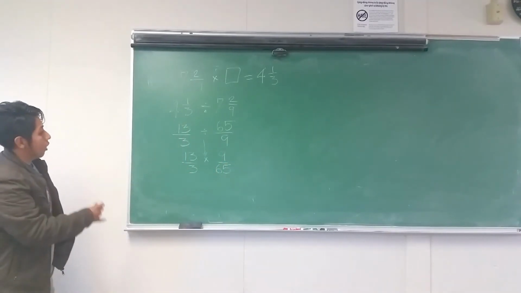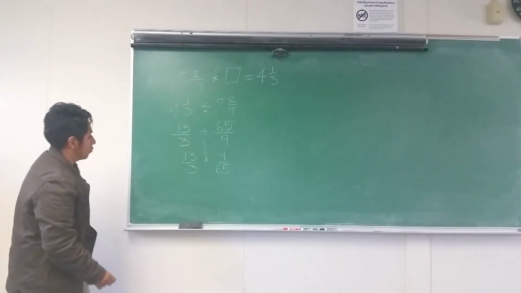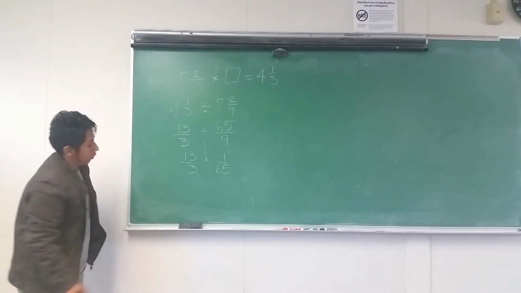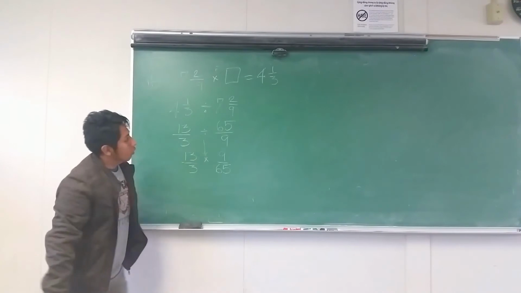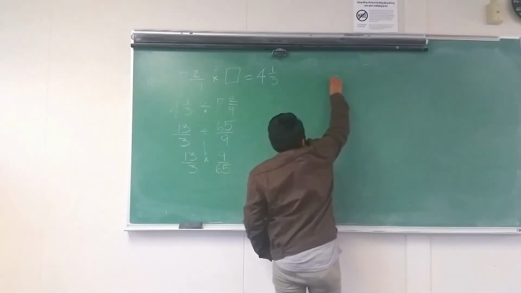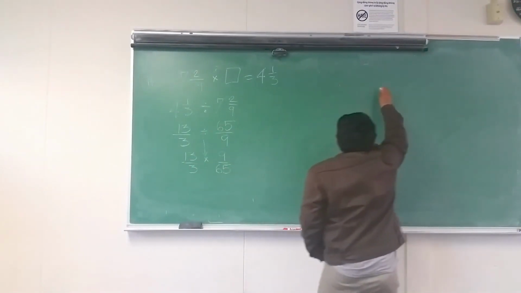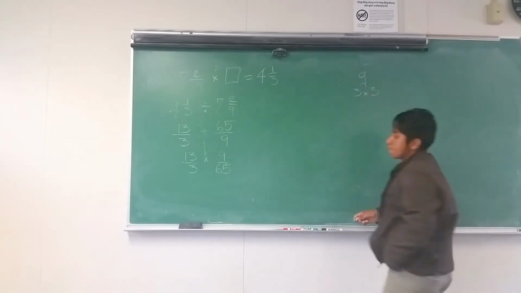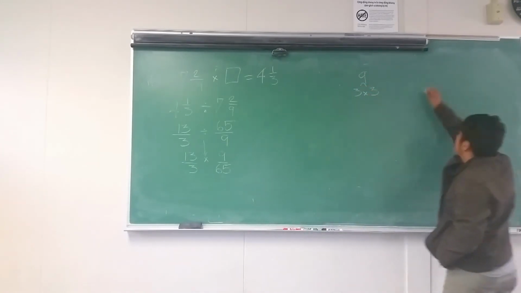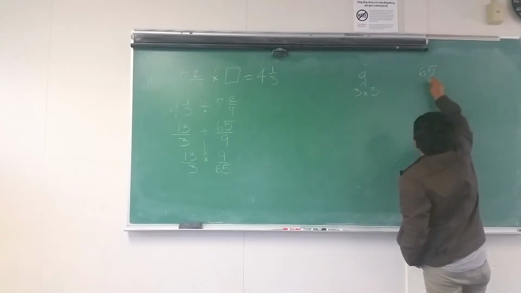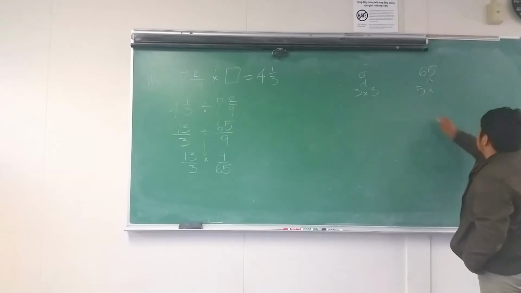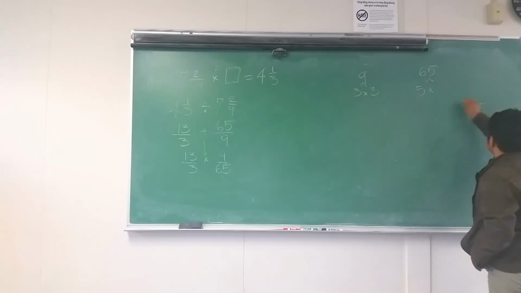Time for us to write everything as a product of prime numbers. 3 is a prime number, 13 is a prime number, 3 is a prime number, 9. What times what gives me 9? 9 is 3 times 3. And that 65 there is a multiple of 5. 5 times what will give you 65? Let's see that. So 65 divided by 5.